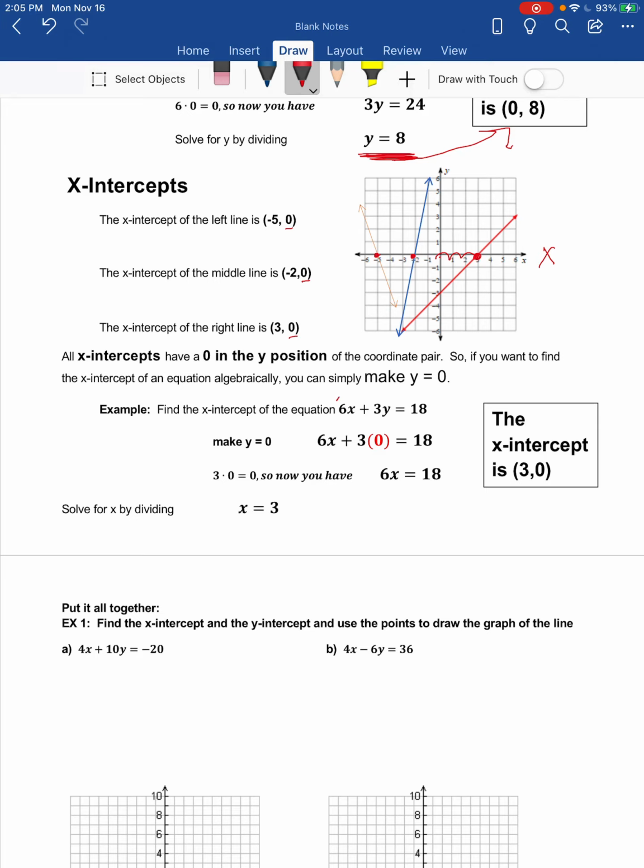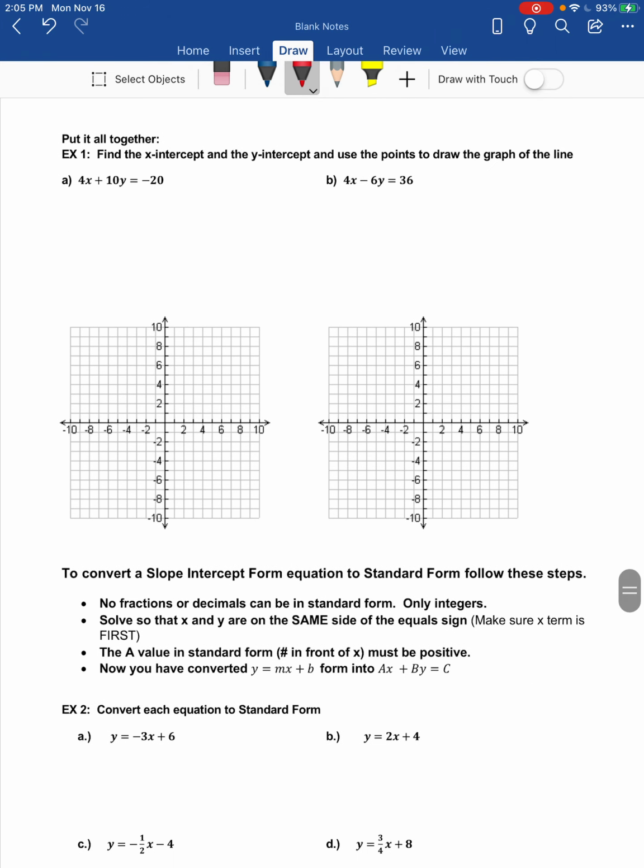So you have 6x + 3y = 18. Again, same equation form, still in standard, ax + by = c form. To find your x-intercept, you plug 0 in for y. So 3 times 0 is 0, and that will just cancel out. Then you divide both sides by 6 to get x by itself, and x is equal to 3, which is not your intercept. You have to make it an ordered pair. So your x value is 3, your y value is 0 for your x-intercept. All right, now we're going to go ahead and graph by finding our x and y intercepts.